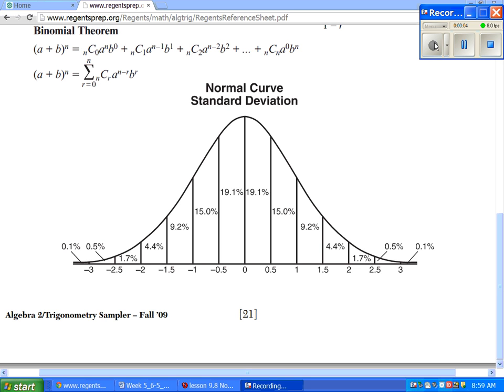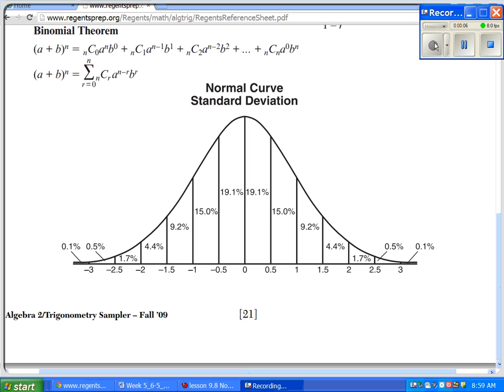All right. So on the normal curve, which number is the mean and which is the standard deviation? These numbers on the bottom are the standard deviations. Which one is the mean? 0. 0 will be the mean. I'm going to write an X bar into there.